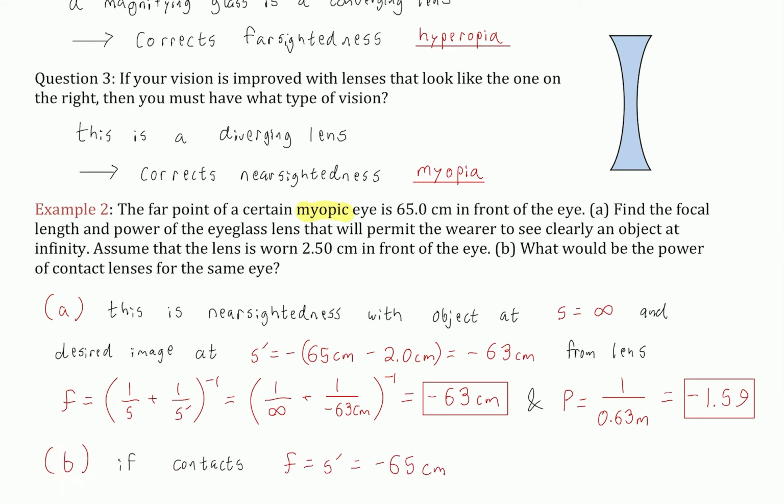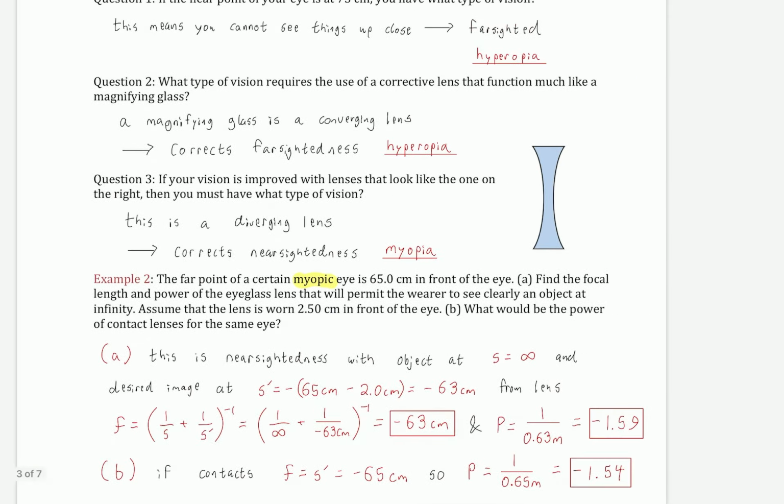Okay, so in that case, I still want my focal length to equal s prime, but now I want it to equal negative 65, because I'm not subtracting that extra distance. And so that means that my value of diopters will be 1 over 0.65, which now is negative 1.54. Okay, so there we have it.